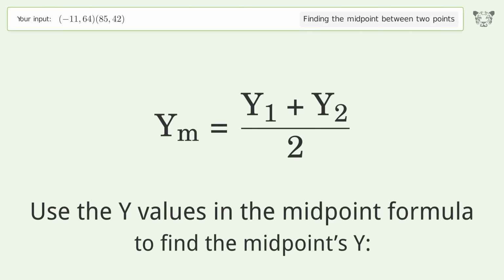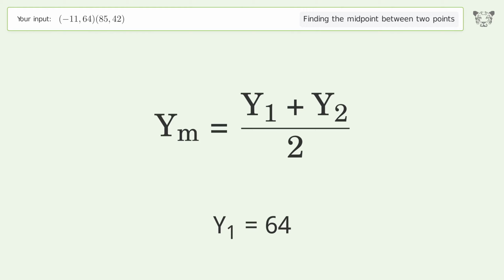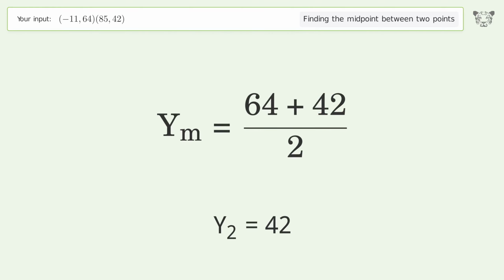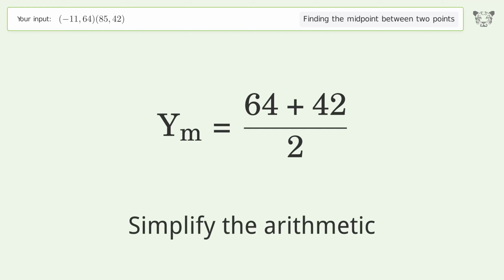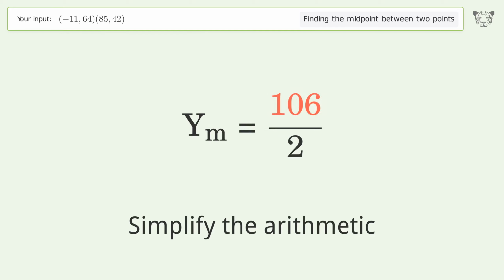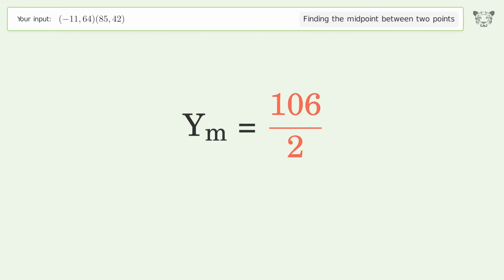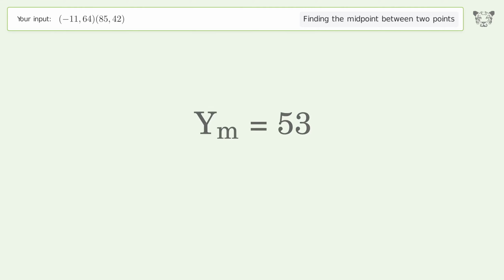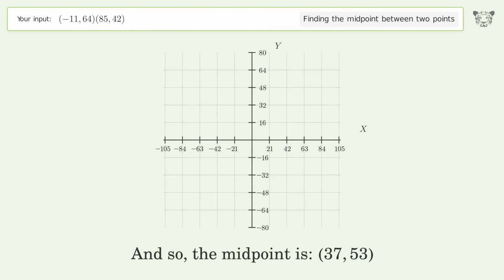Use the y values in the midpoint formula to find the midpoints y. y1 equals 64. y2 equals 42. Simplify the arithmetic. And so, the midpoint is 37,53.